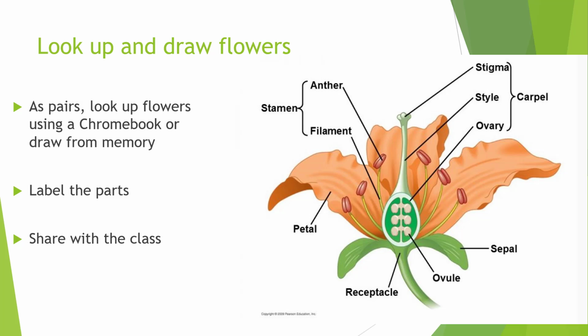Outside of these reproductive parts, you have the petals, and the petals are what are going to give the flower its color and display. Below these are the sepals. These are leaf-like things that are below the petals and often are not very decorative.